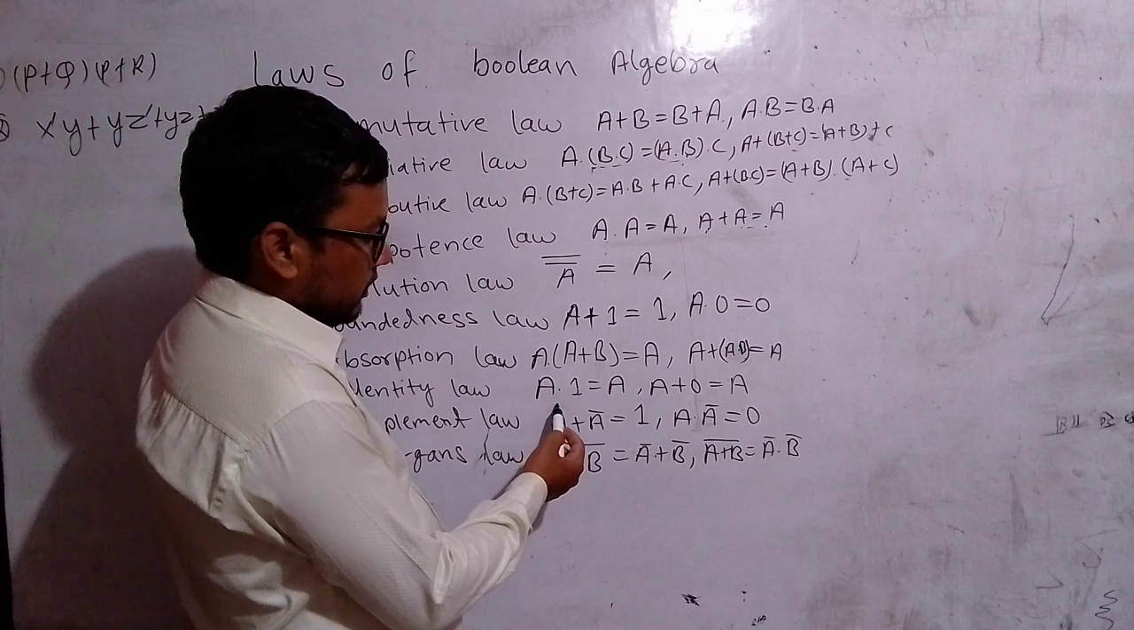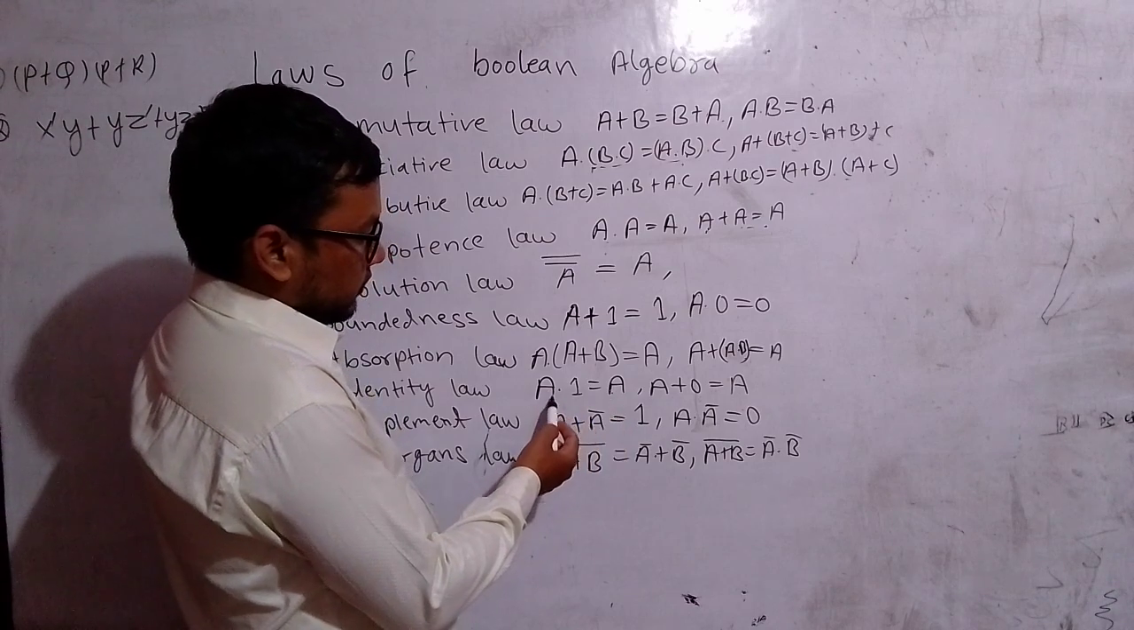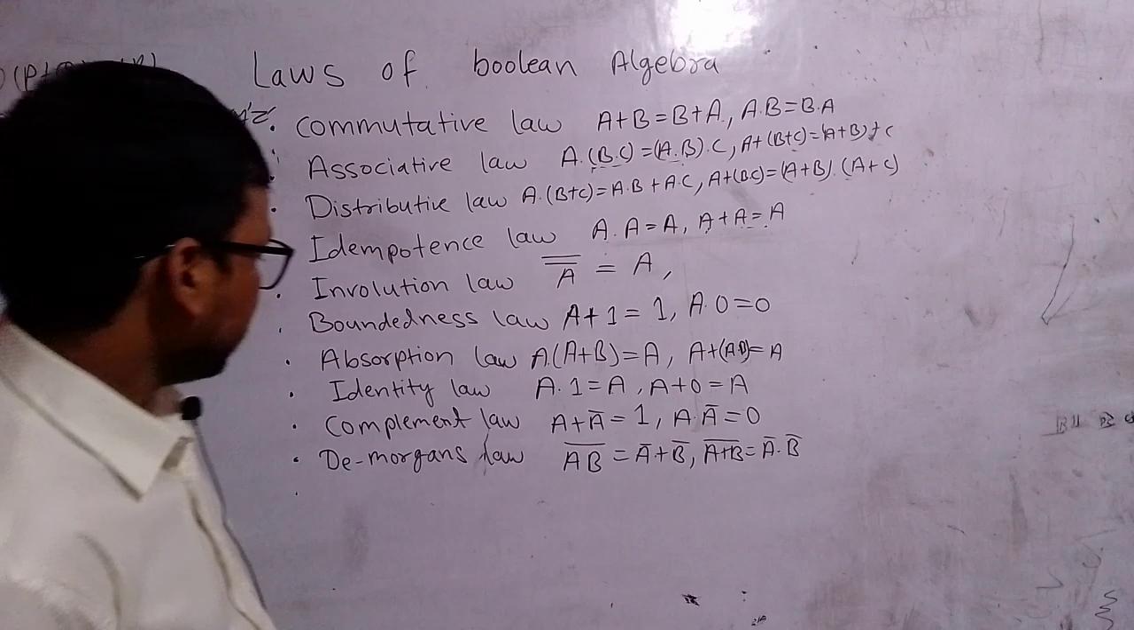For example, if A is equal to 0, then output will be 0. If A is equal to 1, output will be 1.